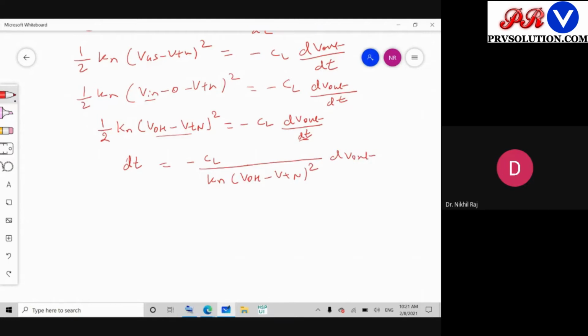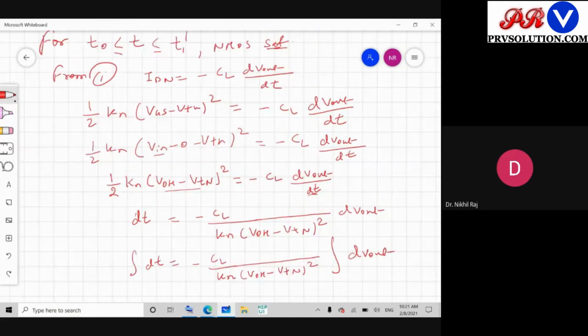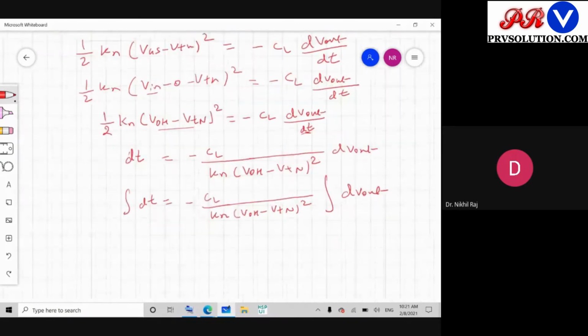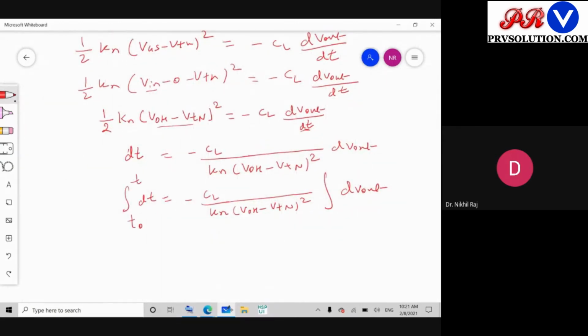Okay. So now we have to get the time. So we will do integration on both sides, and the constant we will take out, that is CL by Kn is the constant. And VOH and VTN are also constant. So (VOH minus VTN) whole square I have taken out, integration of dVout. Now comes the limit part. So what will be the limit here? What is the lower limit here? We are calculating between T0 to T1 dash. So I will write here T0 to T1 dash.